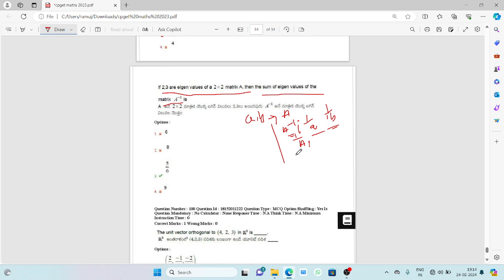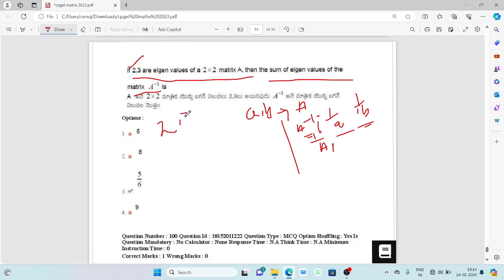In general we can do it this way, but he already provided the eigenvalues 2, 3 of A. By using that, the eigenvalues of A inverse are 1 by 2, 1 by 3. He is asking for the sum of those eigenvalues. If I add these two eigenvalues of A inverse, with common denominator 6, I get 3 plus 2, which gives 5 divided by 6. This is the sum of the eigenvalues of A inverse. So the third option is correct and the other options are wrong.